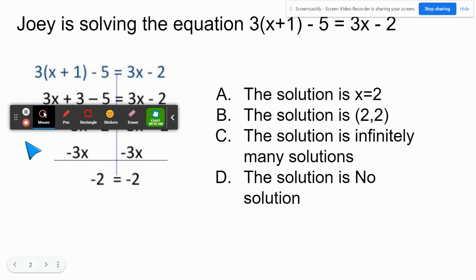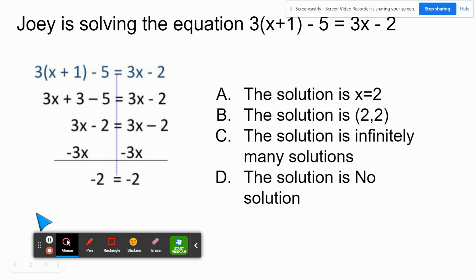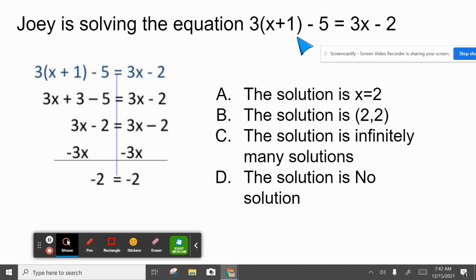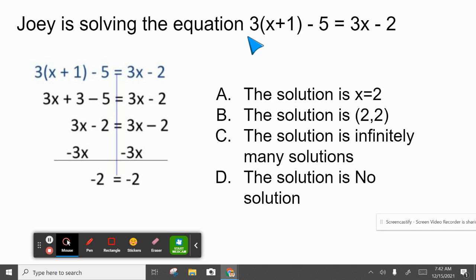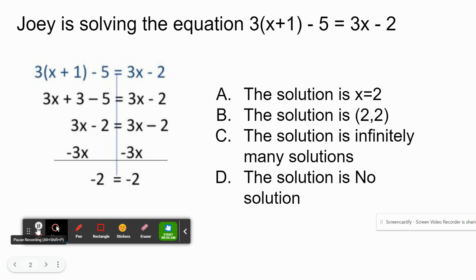All right, looking at this question, Joey is solving the equation 3x plus 1 minus 5 equals 3x minus 2. Let me just move this stuff around, it's annoying me. Okay? Now, when solving this equation, you must have to... All right, so as you're looking at this, make sure you understand that they have the work shown again.